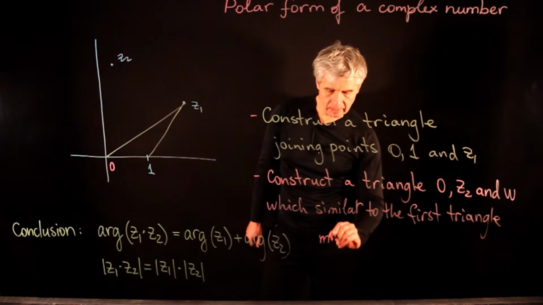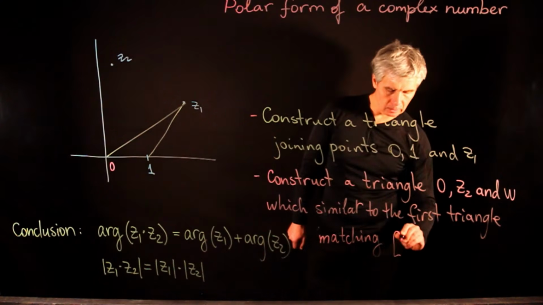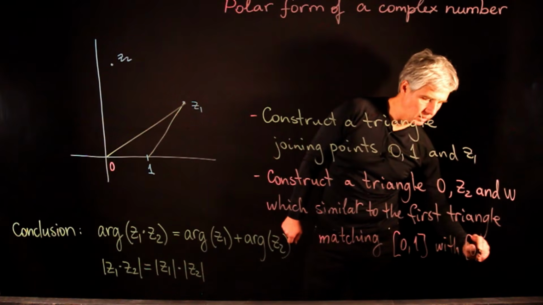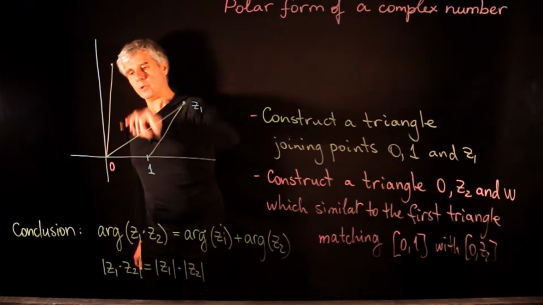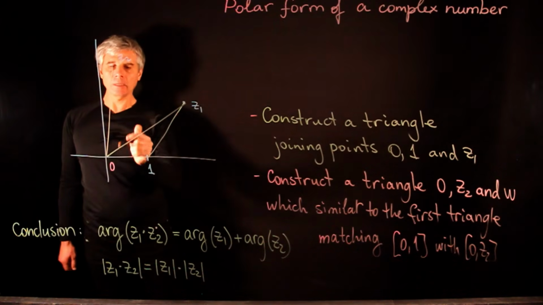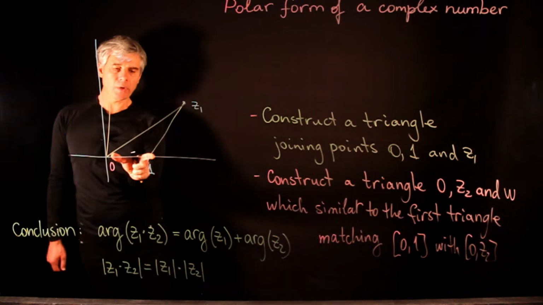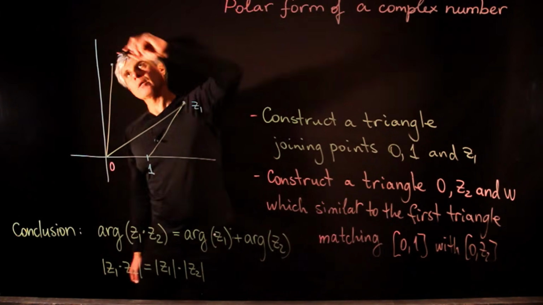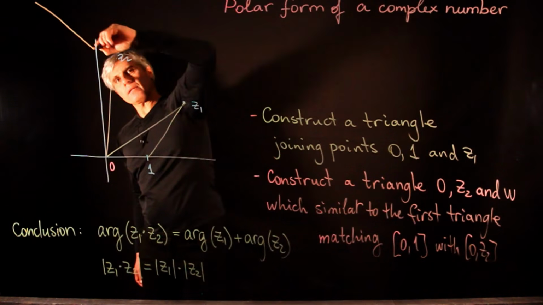And in this similarity, we are matching 0, 1 with 0, z2. So what we are doing is, we join 0 with z2, and then we want to construct a triangle with a base 0, z2, which is similar to the first triangle, where the segment 0, 1 is now matched to the segment 0, z2. So this triangle then will look somehow like this.